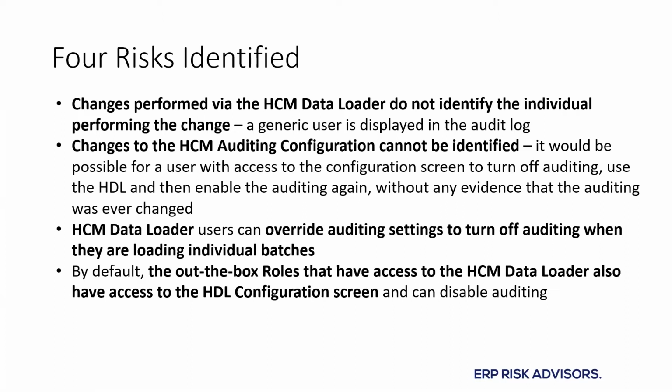The second issue is changes to the HCM auditing configuration cannot be identified. So it's possible that a user with access to the configuration screen can turn off the auditing, use the HTML process, and enable auditing again. In other words, there's no audit policy behind the scenes on the auditing configuration, or what we refer to as HCM auditing configuration. Third, even with the configuration properly done, the HCM data loader process allows a user to override audit settings, turning off auditing when they're loading individual batches.